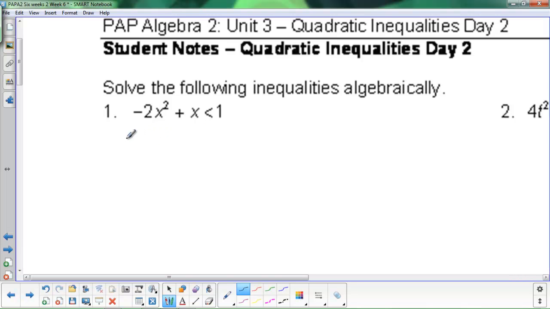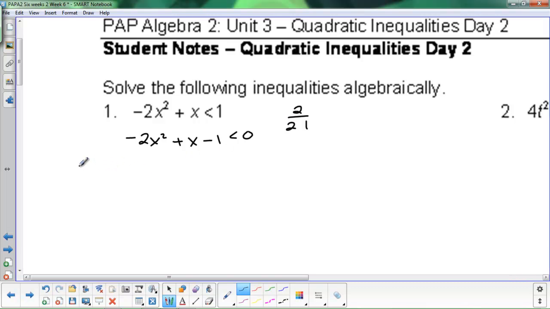Alright, first of all, we're going to move the numbers. Negative 2x squared plus x minus 1 is less than 0. 2 times 1 equals 2, and I'm looking for the factor pairs that will add up to 1. I could use 2 and 1, but I cannot get that to work out because of the negative symbols here. So this is not a factorable problem.